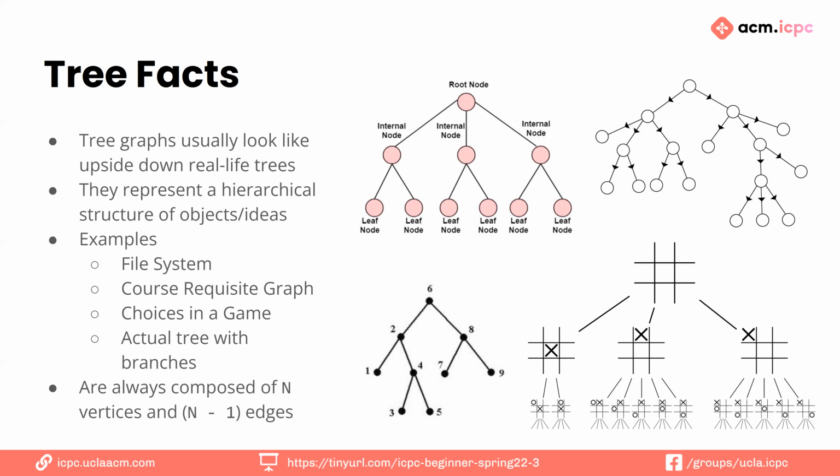If you have a tic-tac-toe game, like if you have an empty board, you might have 9 choices. Here we show 3. And for each of those choices, you might have more choices for the next player. And then for each of those choices, you have more after that. And then this is a tree. And then another thing about trees is that if it has n vertices, it always has n-1 edges.